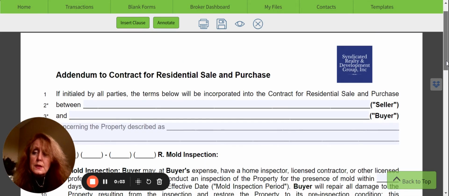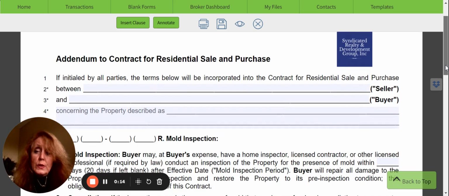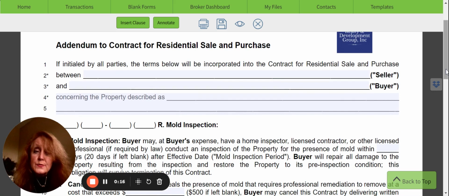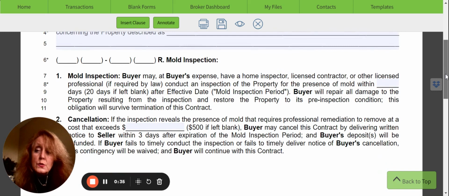This is the Mold Inspection Addendum. It is generally incorporated as part of the contract, the real estate contract for purchase and sale. And what it is, it's just an addendum that specifically pertains to a mold inspection and mold itself. The addendum is signed by both the seller and the buyer concerning the property that the buyer is intending to buy and the seller is selling.